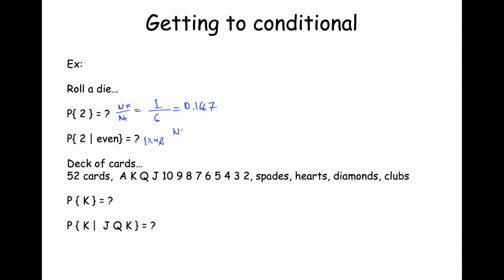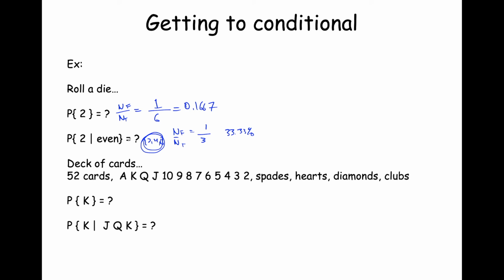So my number of favorable for the probability of 2, how many? It's just one of them, 1, divided by the total number. Total number is now 3. That's over 3. The cardinality of my sample space, our reduced sample space, is now 3. That's 1/3 or 33.33%.